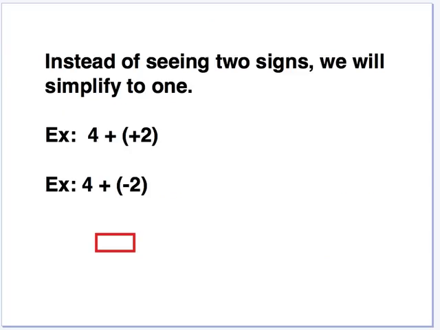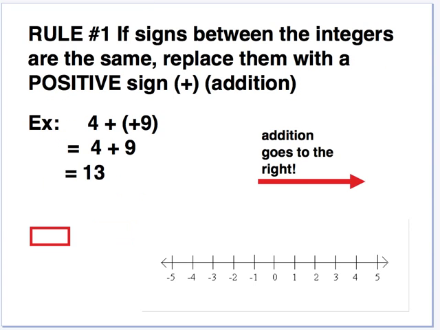Alright, let's move on. The rule for addition of integers, positive and negative integers, we're going to use a little red window here. It's going to help us. What we're going to do is, instead of seeing these two signs right here, you see how there's two signs between the integers, we're going to simplify and only have one sign. And the rules are as follows. Number 1, if the signs between the integers are the same, replace them with a positive or addition sign.